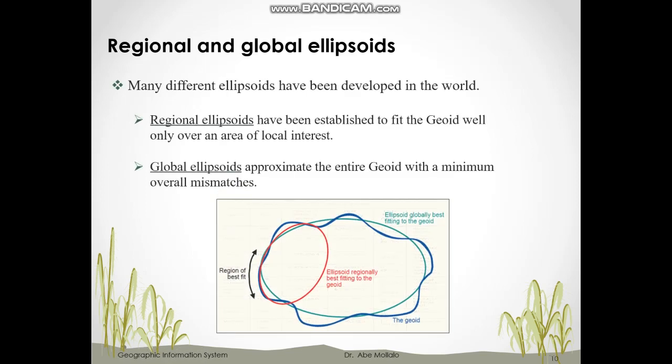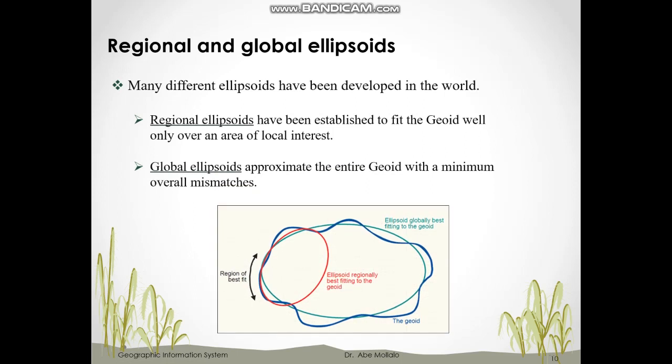The second category of the ellipsoid is the global ellipsoid, which means that however they don't fit perfectly for a specific area, they can minimize the overall mismatch across the entire world, okay? So in this figure, this green ellipsoid is a global ellipsoid that approximates the geoid, which is this blue shape, for the entire world, okay?